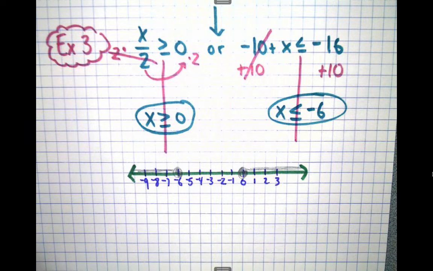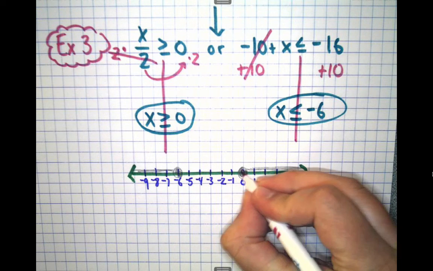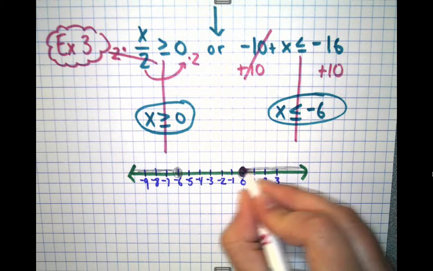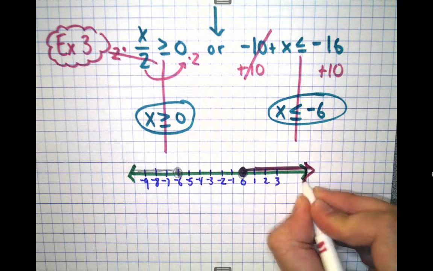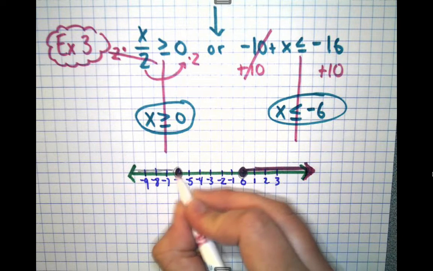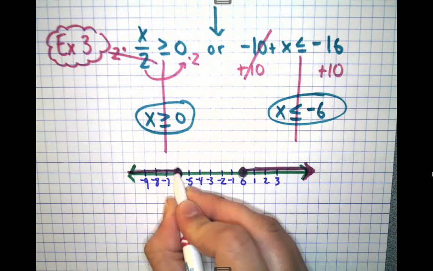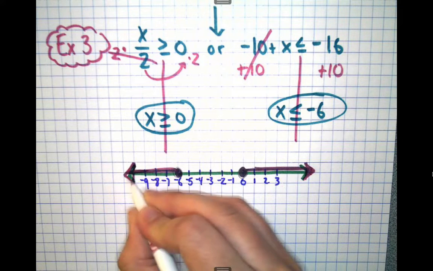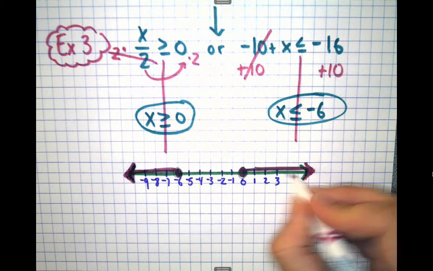So now I'm like, okay, well, it doesn't look like I have any dark overlap. So I guess I can grab my pen now and make it a little darker. So solid hole at 0, shaded to the right. This is everything greater than 0. Solid hole at -6, shaded to the left. This is the less than side, everything less than -6.